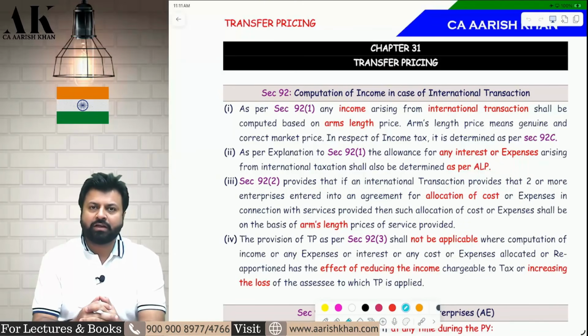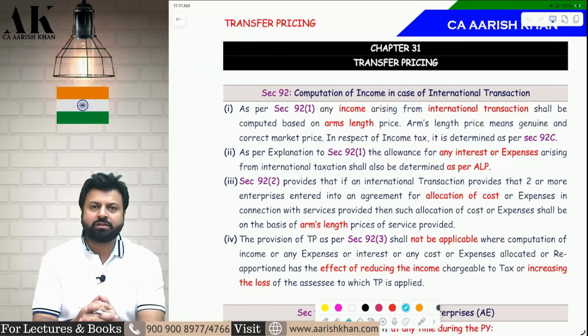So today we are going to start with our revision of transfer pricing, one of the most important topics which is 100% going to come in your examination, which is also important for your practical life as well. So let us start with the comprehensive revision in full English of the topic of transfer pricing.